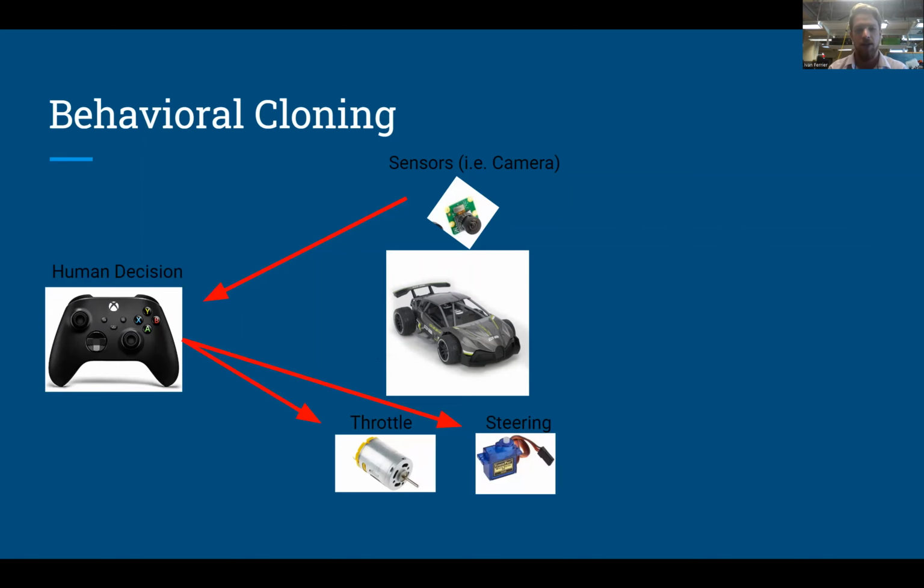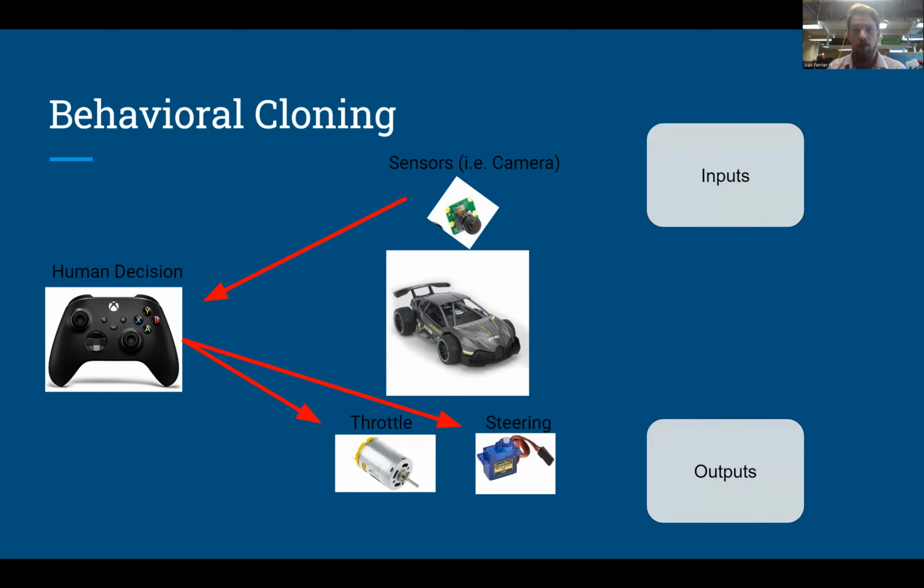So you have the sensor coming into the human, who then decides a throttle and a steering for the car at that given point. This can be reframed in the exact same way as our previous neural network, where you have some input, some output, and then we're going to try and find a function in the middle that gets those inputs to those outputs. So just like we had earlier, we have a neural network.